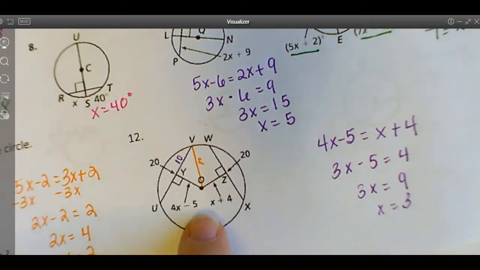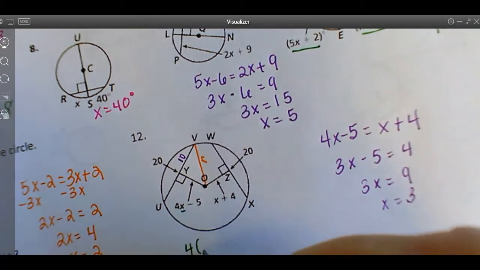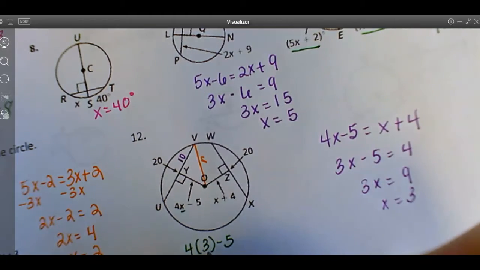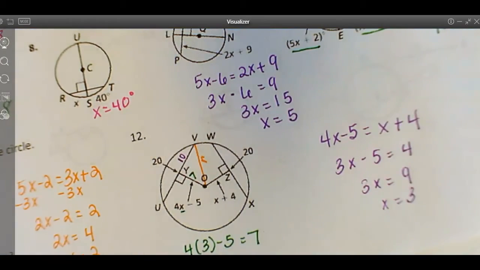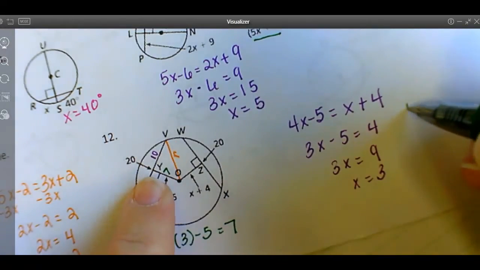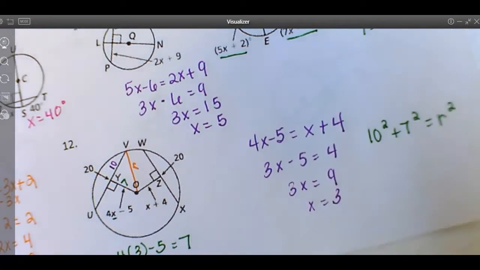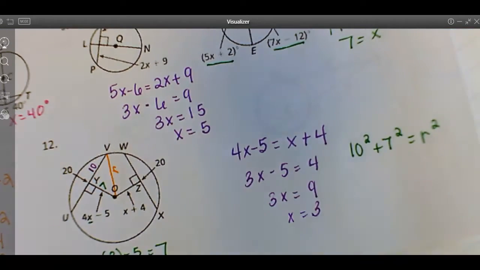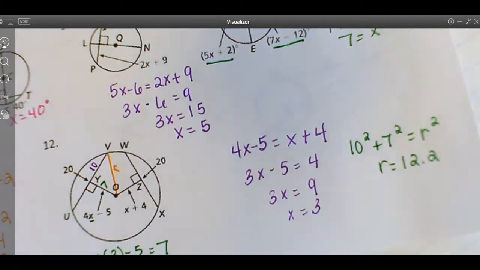So if I'm trying to find whichever part is easier, it doesn't matter. I'm going to take the 3 and plug it in for x. So 4 times 3 minus 5, so that's 12 minus 5, which is 7. So now I know that that side right there is 7. And now I'm just going to do the Pythagorean theorem to find r. So we'll have 10 squared plus 7 squared equals r squared. Okay? So we'll add 10 squared plus 7 squared. You get 149. We take the square root of 149, and we get 12.2.